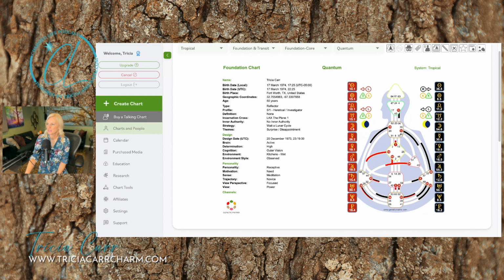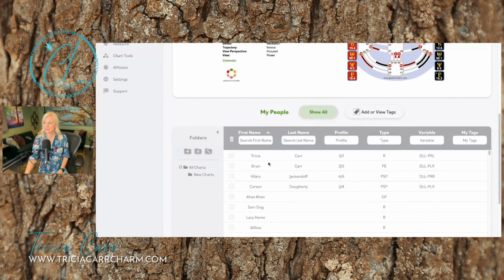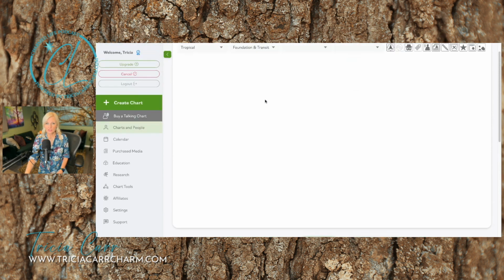And you see, of course, all of my centers are white because I'm a reflector. So when the center is undefined, when it's white and not colored in, then that is one of the ways that you don't have a filter between yourself and the field of energy.